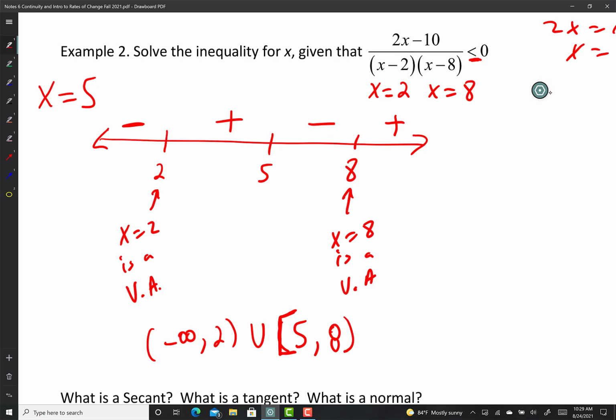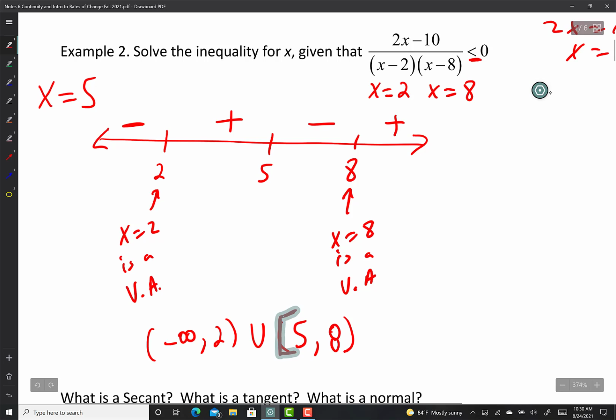If it had an equal sign, you would not hit 2 because it goes down, down, down, down, down forever. And then, well, from the other side, it goes up. You don't cross vertical asymptotes.